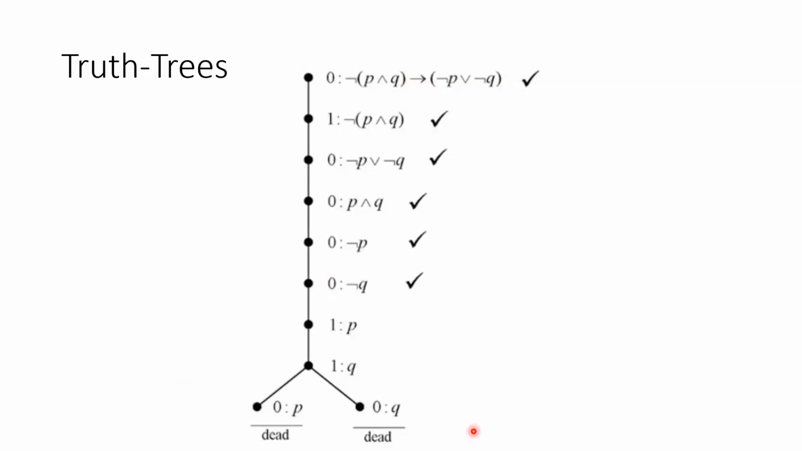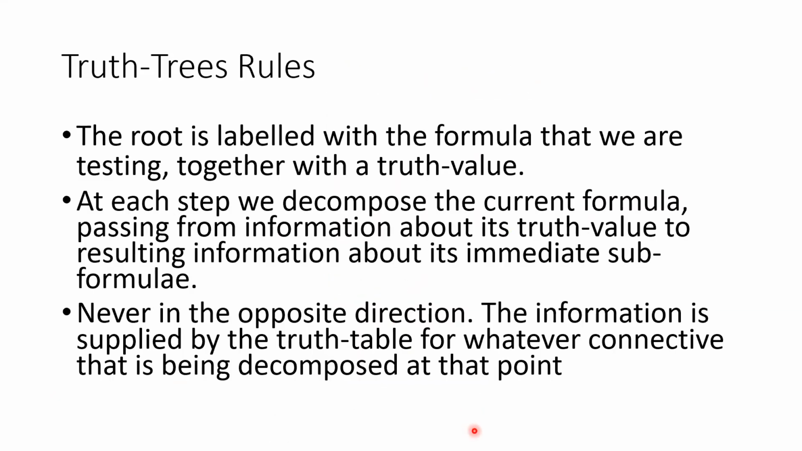Okay, so we are saying that there are rules in every engagement. The root is labeled with the formula that we are testing together with a truth value. You realize that at the root, it looks compounded, however, they all have their truth values. And at each step, we decompose the current formula, passing from information about its truth value to a resulting information about its immediate sub-formula, and never in the opposite direction.